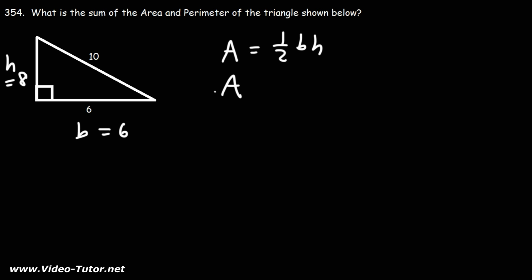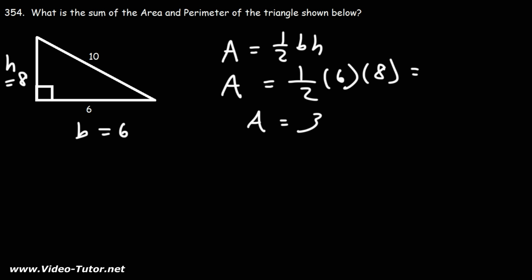So now that we know the height of the triangle, we can calculate the area. So it's 1/2. The base is 6. The height is 8. Half of 6 is 3. 3 times 8 is 24. So the area is 24.